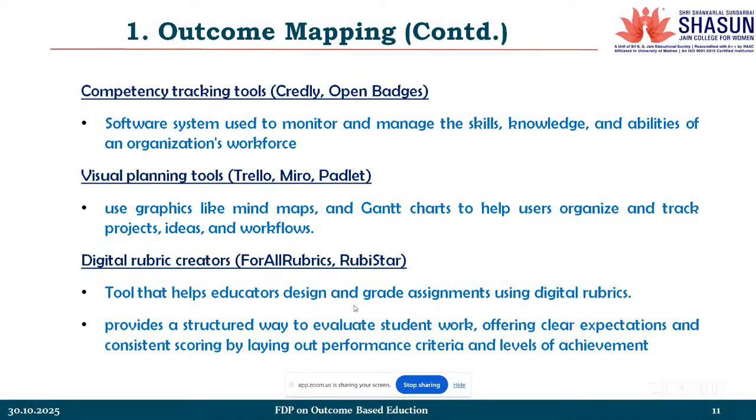Again, for outcome mapping, we have some competency tracking tools. These are software systems used to monitor and manage the skills, knowledge, and abilities of an organization's workforce. It can be used both for students as well as faculty: how they apply skills and knowledge in different situations, and we can measure their abilities also. So this is applicable for both faculty and students.